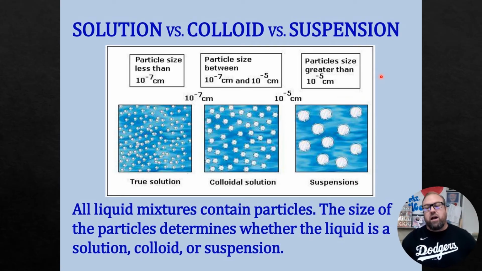All right, so I really like this diagram. I think it gives you a good visual and explanation of the difference between solution versus colloid versus suspension. So remember, all liquid mixtures contain particles. The size of the particles determines whether the liquid is a solution, colloid, or suspension. In suspensions, the particle sizes are much larger, greater than 10^-5 centimeters, so they're generally large enough to see with a human eye. In a colloid, the particle sizes are smaller, between 10^-5 centimeters and 10^-7 centimeters.